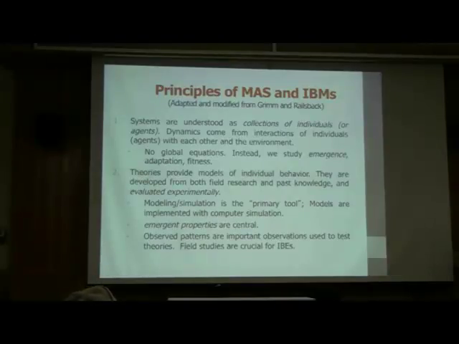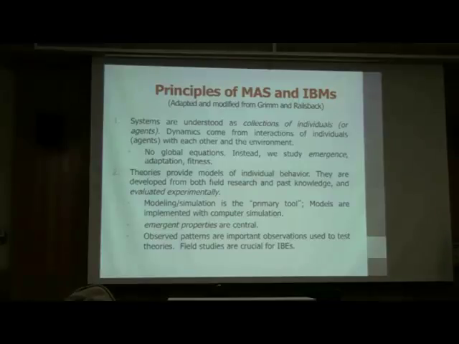Here are some principles as a conclusion. Systems are understood as collections of individuals or agents. Dynamics come from interactions of individuals with each other and with the environment. Again, summarizing, no global equations. Instead, we study emergence, adaptation, and fitness.